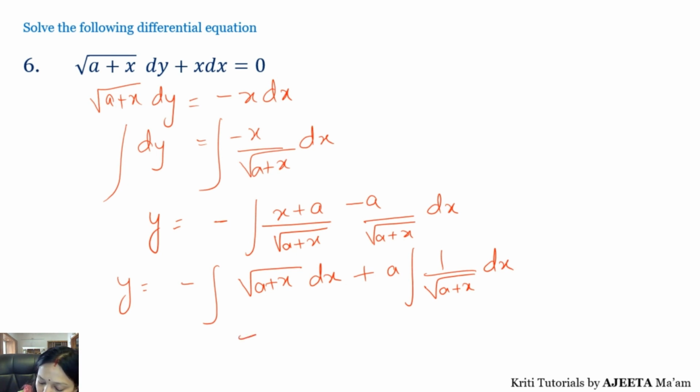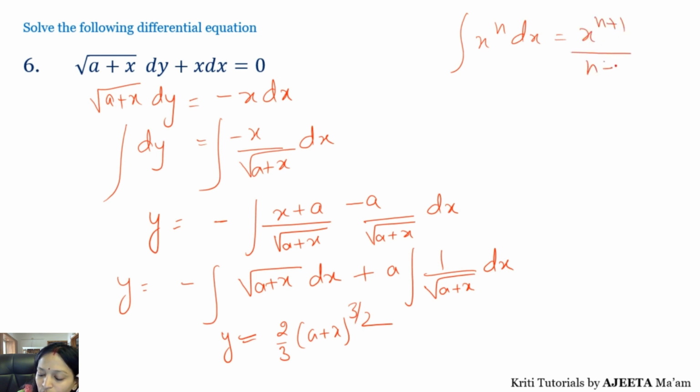y is equal to root a plus x. Matlab power is half. So what will you get? 2 by 3 (a plus x) raised to 3 by 2. Simply power rule. I mention it here. What was the power rule? x raised to n plus 1 upon n plus 1. This is what we have.